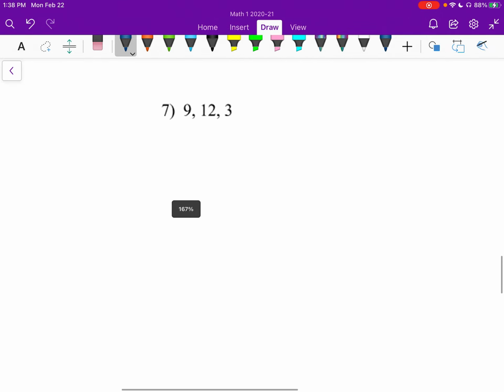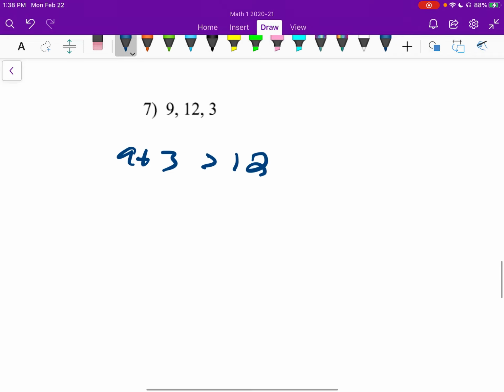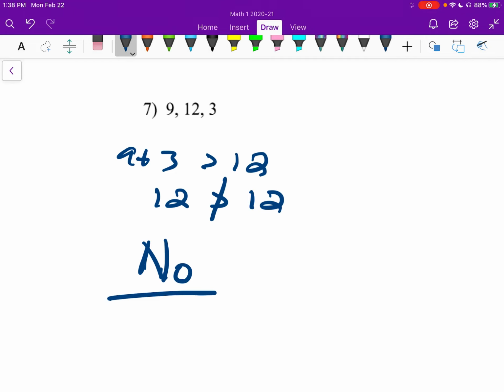I think we did number 6. Moving on to number 7. 9 plus 3 is greater than 12. Well, 9 plus 3 is 12. 12 is not greater than 12. It's equal to 12. So this is no. That wouldn't work as a triangle either. If we drew this, it would be a straight line. Say this is 12. That splits up to be 3 and 9. So it's a straight line. It's not a triangle at all. Again, if you want to, get a piece of paper, get a little ruler, and try to see if you could make something that's 9 inches, 12 inches, and 3 inches into a triangle. It's good to think about that.